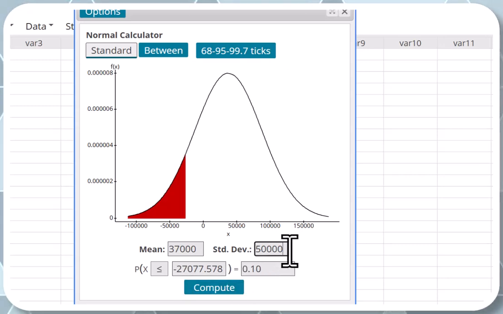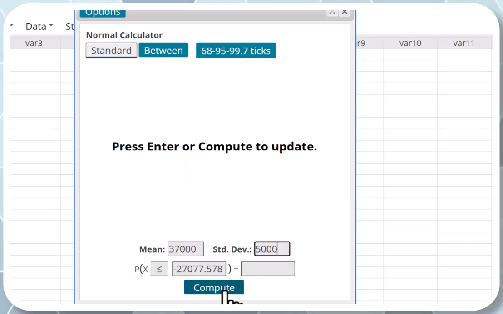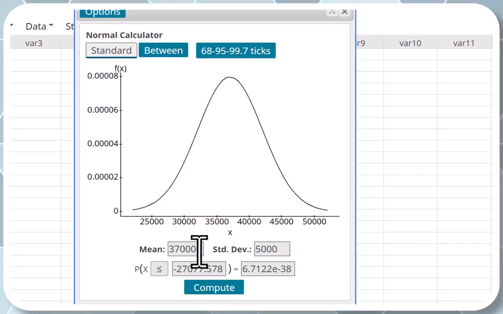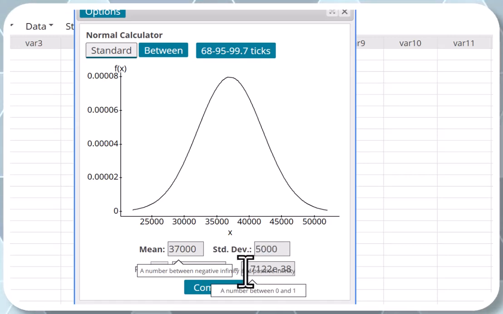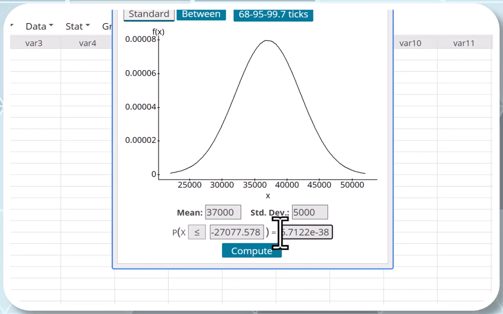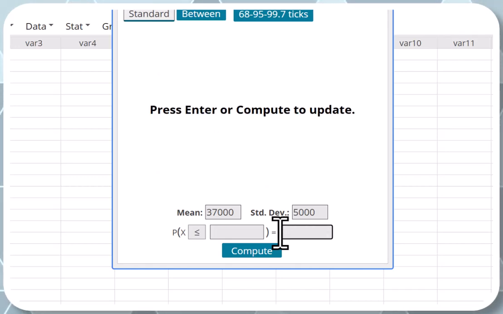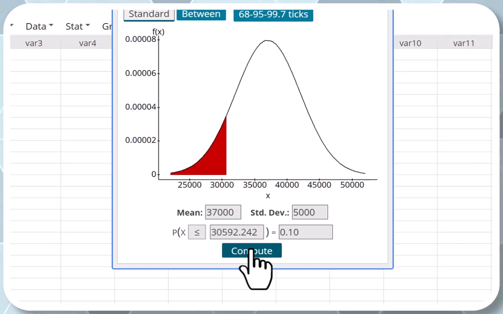Oh, I put 50,000. That was a mistake here. Let me change this one. It's not allowing me to select. Just one second. Okay, so let me put 0.01 here. And now it looks right. So teachers who earn $30,592 or less are in the bottom 10%.